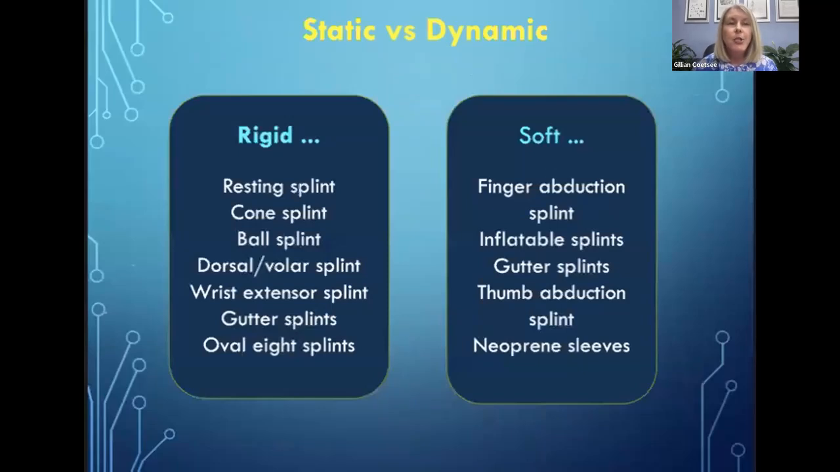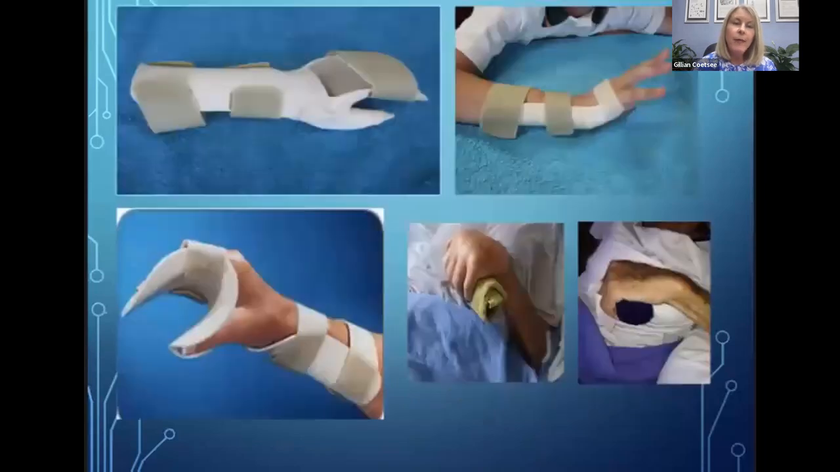Then the various types of splints are generally static or dynamic, and also these days robotic. And we divide it into rigid to soft. We won't have time to go through everything. So the most commonly used ones are, in a flaccid or hypotonic hand, we would generally use a resting splint.